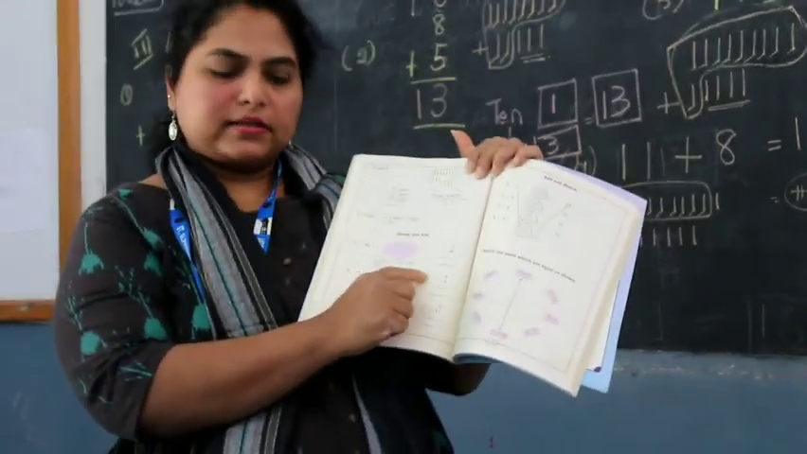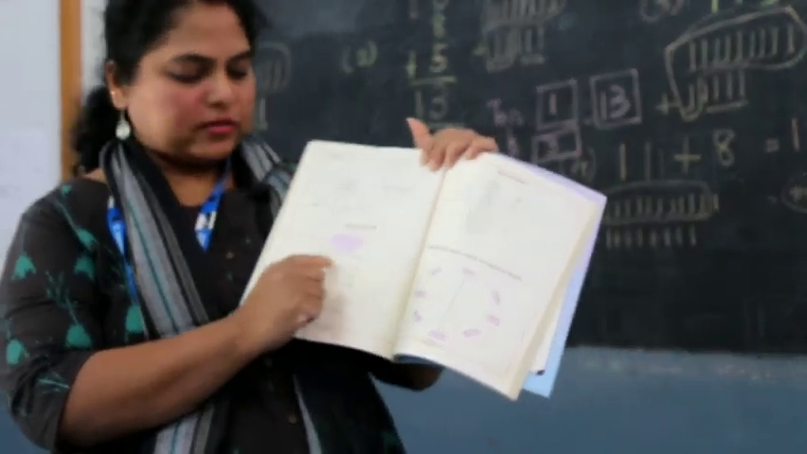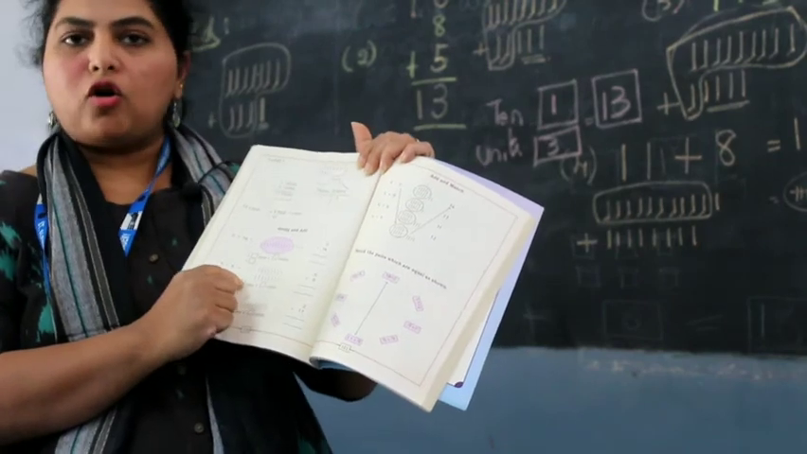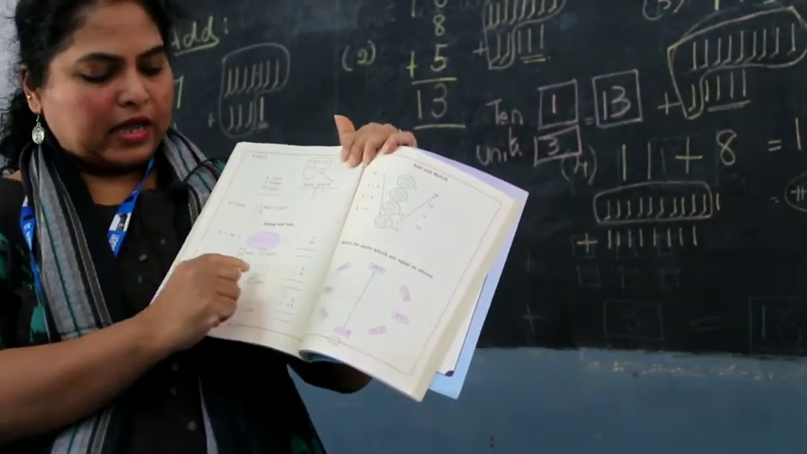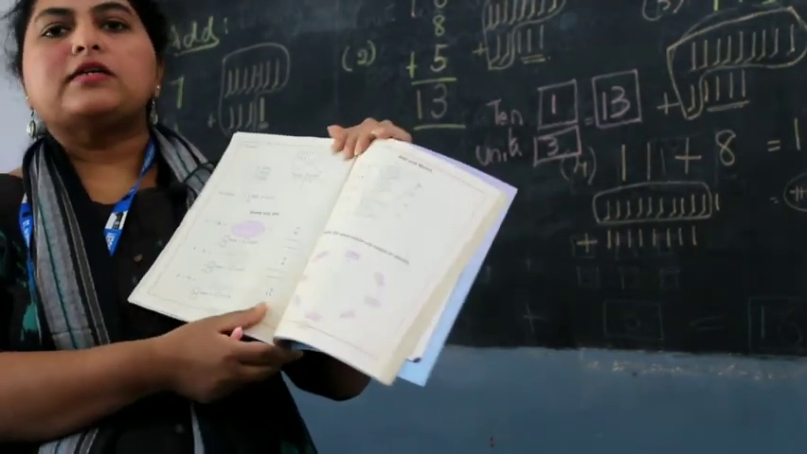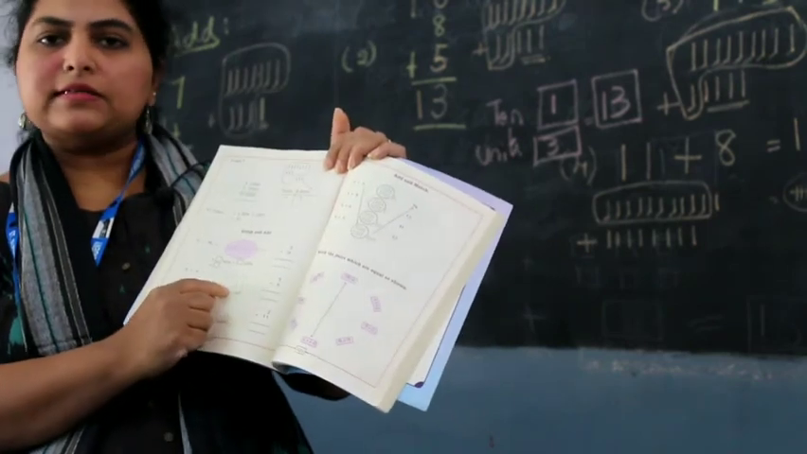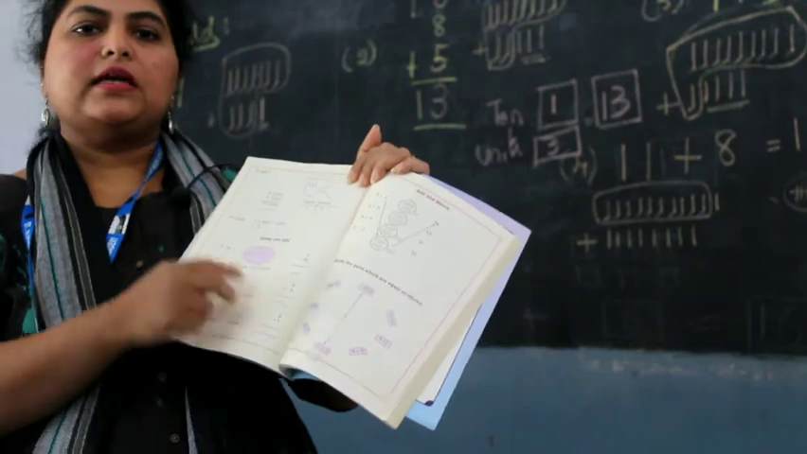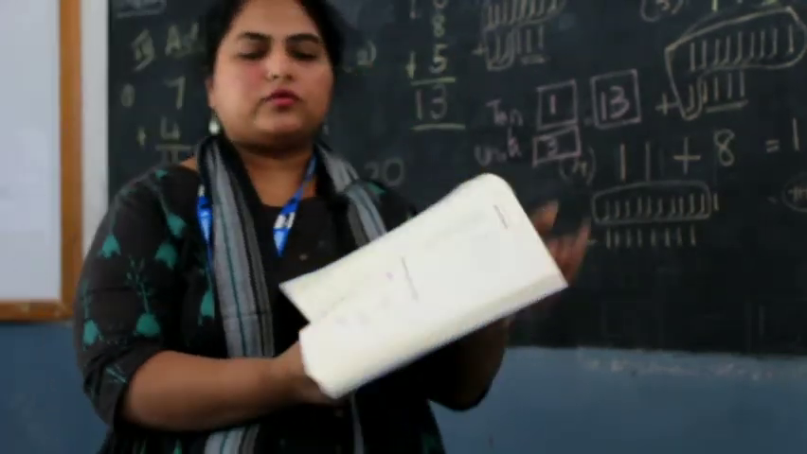Draw 8 sticks and then plus 8 sticks. Make a group of 10 sticks together and write how many tens you have. 1 ten, and remaining you will have 6 more sticks, which will come as 6 units. So 1 ten and 6 units will be 16. This is the way you have to write.